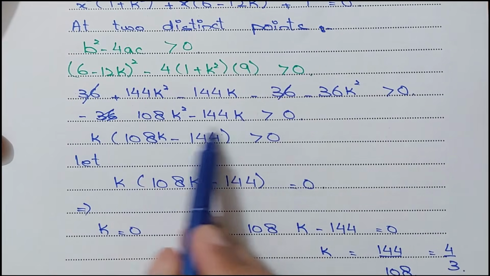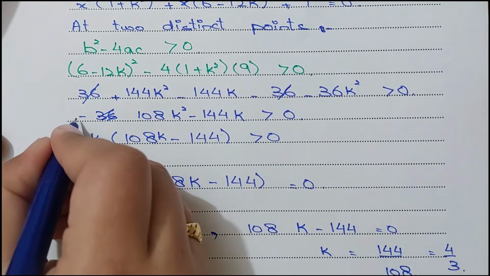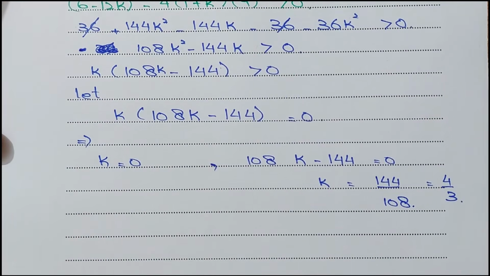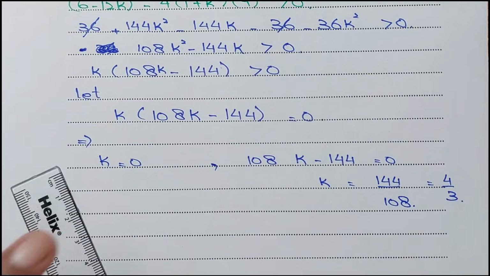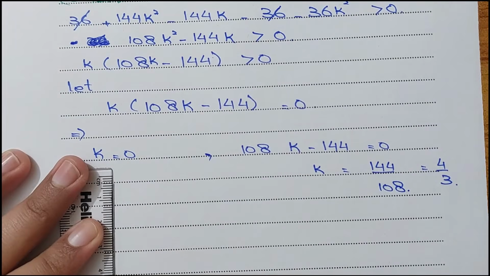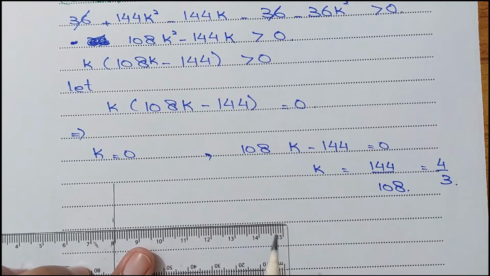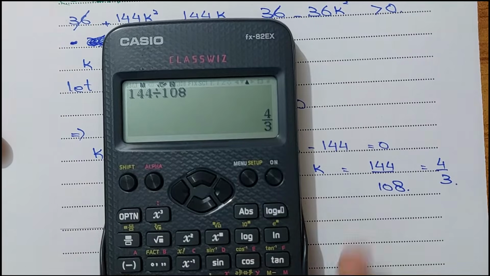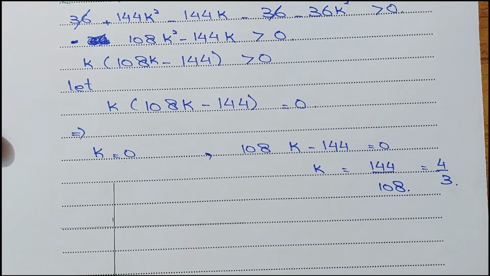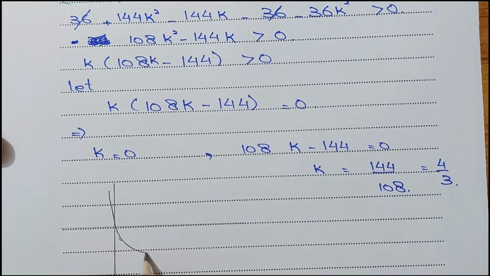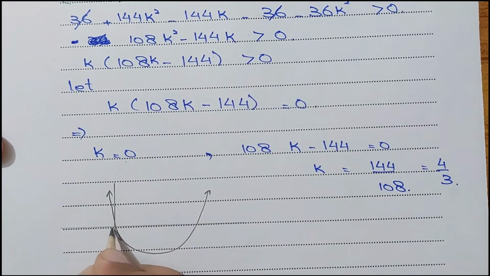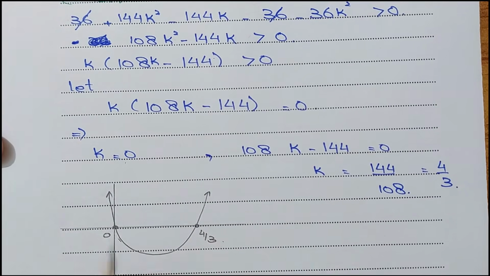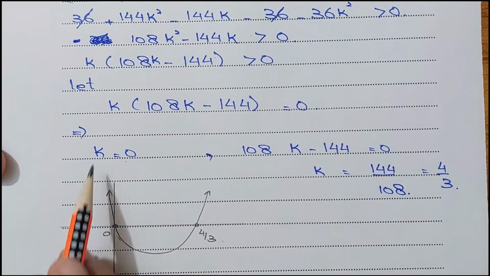Since this is a quadratic equation in the variable k, and the k square coefficient is positive, let me draw the parabola over here. We have two roots, right? One root is 0 and the other root is 4 by 3. What is 4 by 3? 1.3, right? So the first root is 0 and the other is 4 by 3. This is a parabola, and the k square coefficient is positive, so it opens upward.